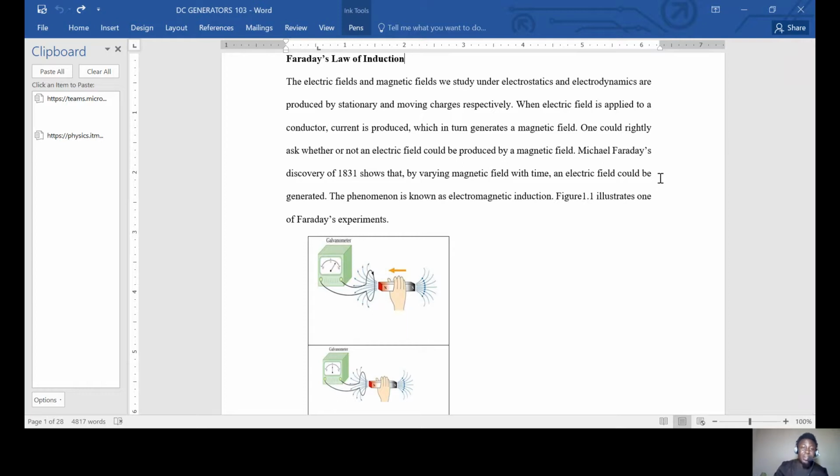We're going to be considering Faraday's law and DC generators under this course, and we'll start generally with Faraday's law of induction. To begin, the electric fields and magnetic fields we study under electrostatics and electrodynamics are produced by stationary and moving charges respectively. When an electric field is applied to a conductor, current is produced, which in turn generates a magnetic field. One could rightly ask whether or not an electric field could be produced by a magnetic field.